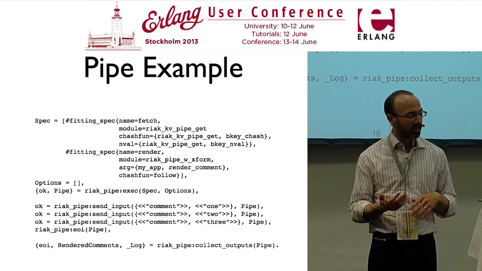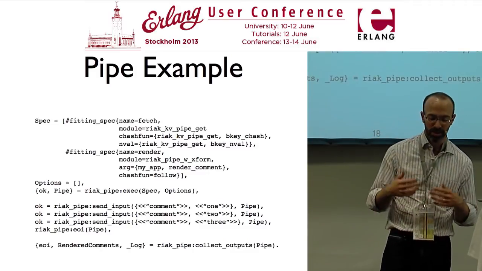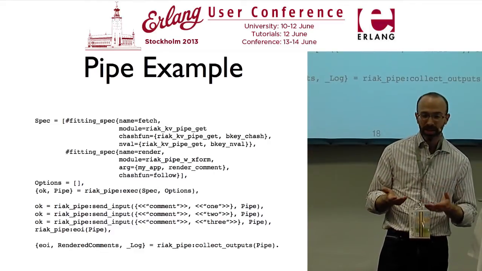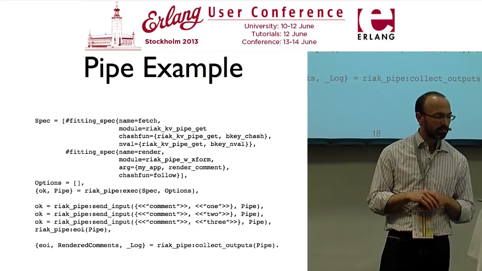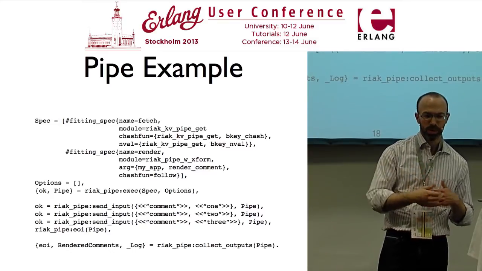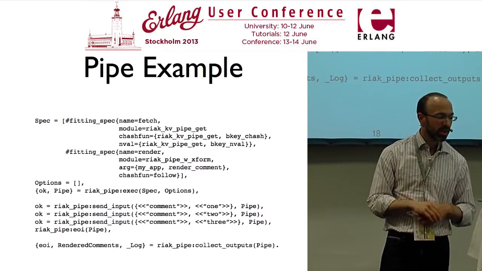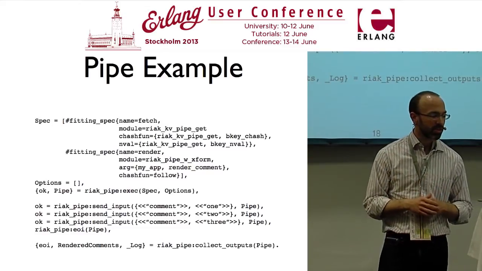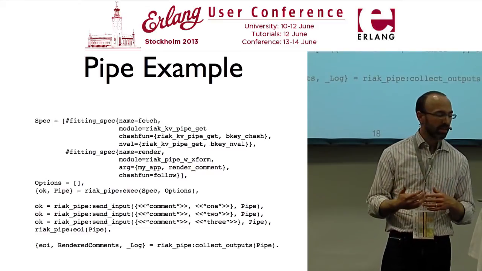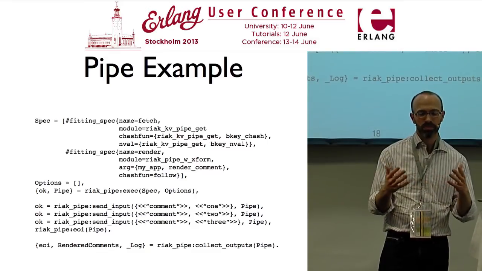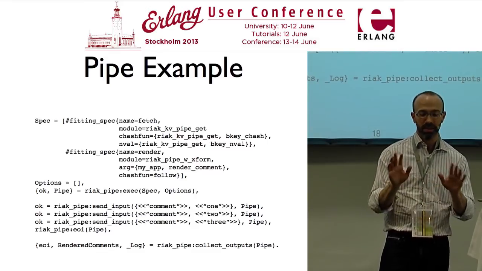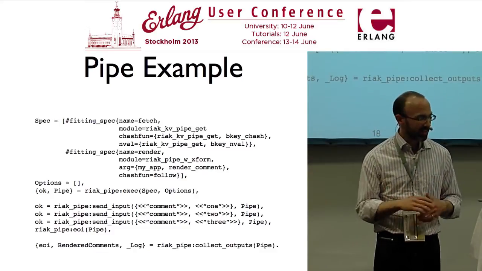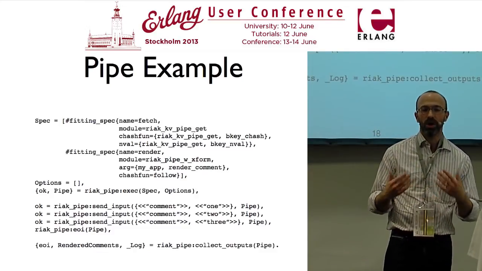So, along the lines of load regulation and whatnot, I said that we had the problem where we were spawning too many workers in our MapReduce. Riak Pipe has a limit on the number of workers that it will spawn, such that if you try to start up a pipe with too many workers, it will say, no, this is not okay. Please go away. Come back later.